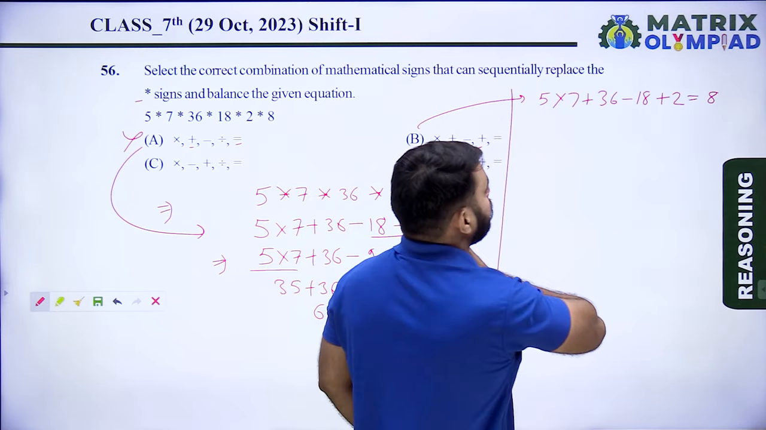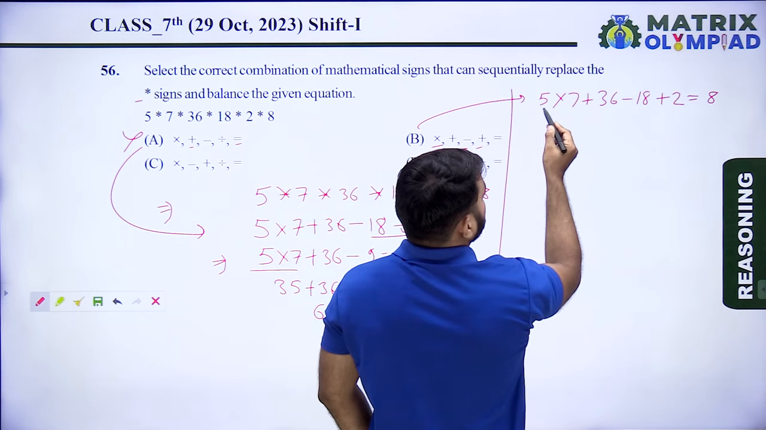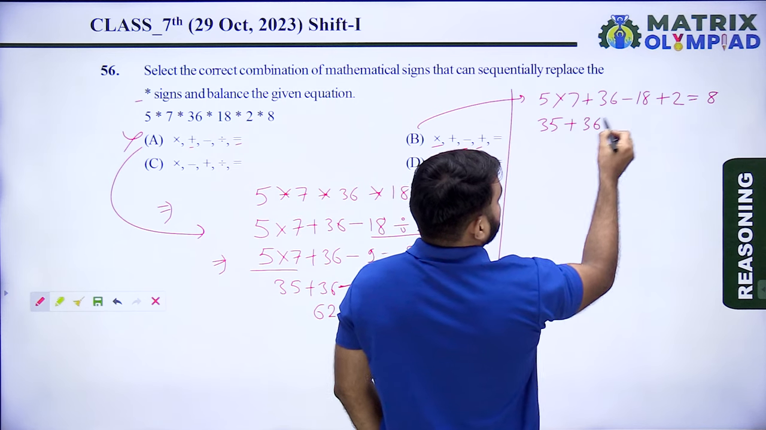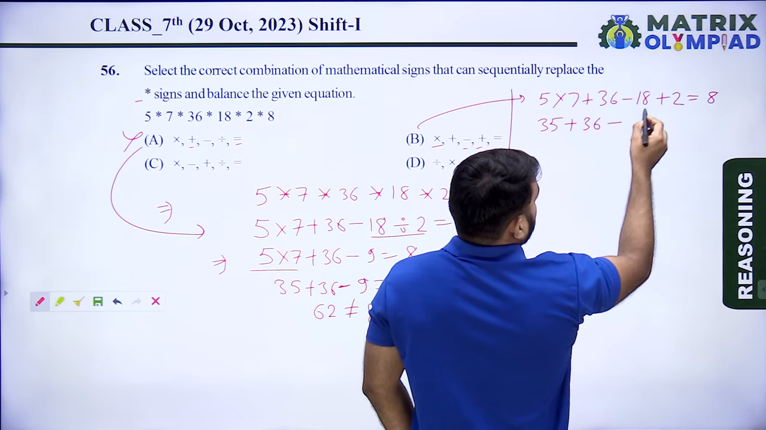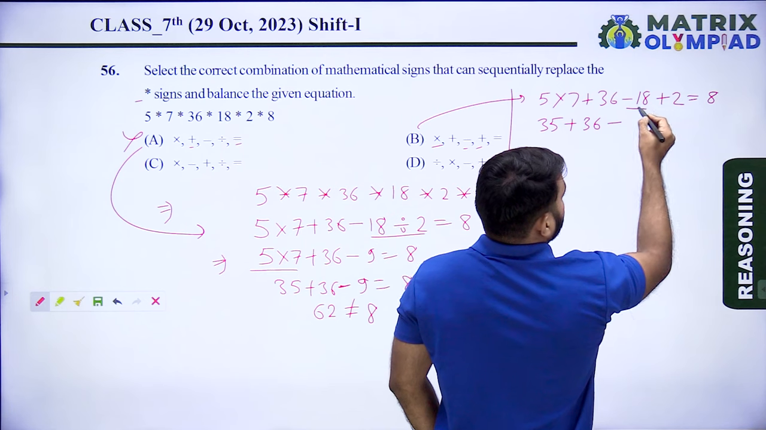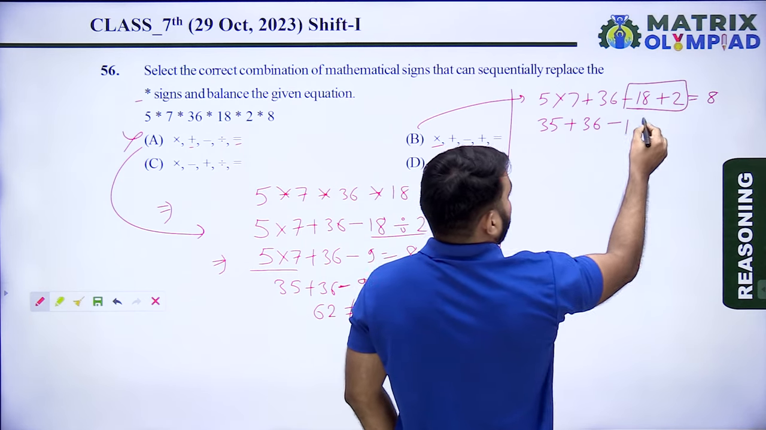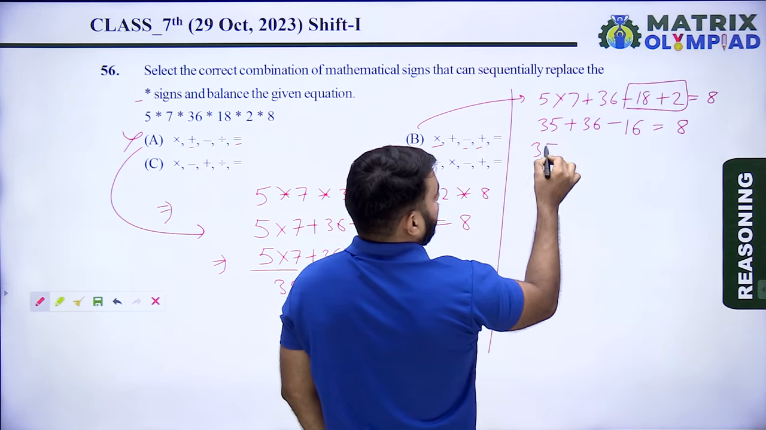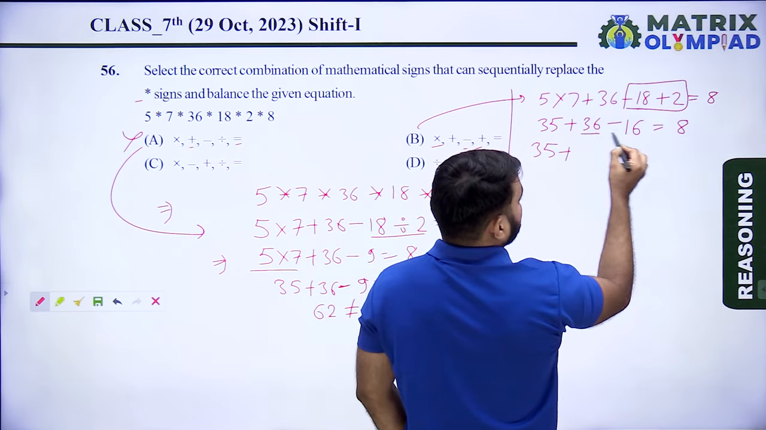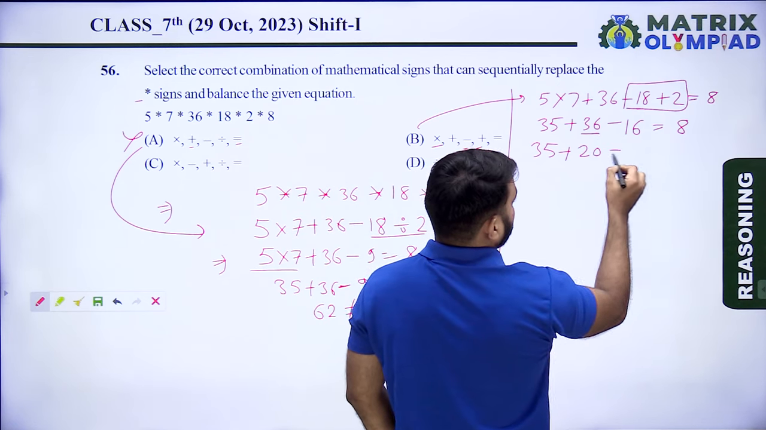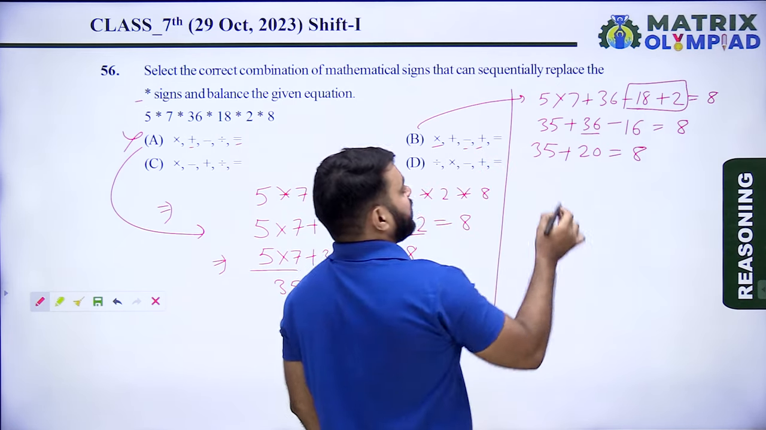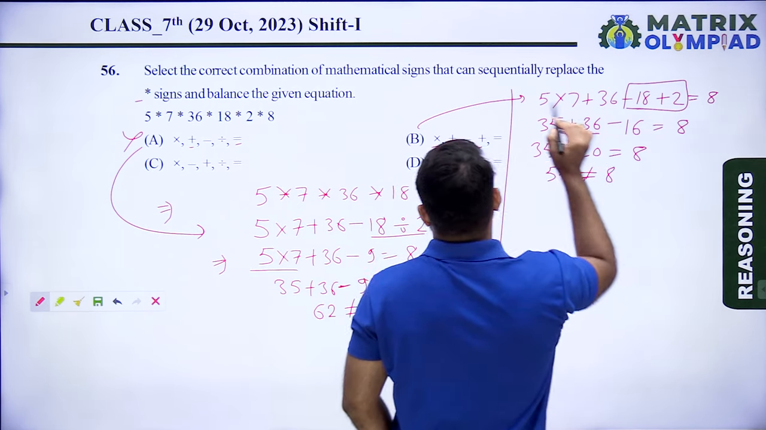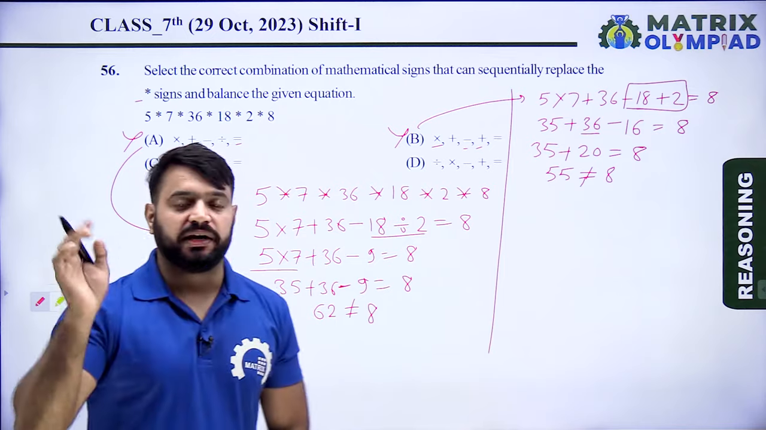So using BODMAS rule, multiply the numbers. So 5 multiply by 7, it means 35 plus 36 minus 18 plus 2. Minus 18 plus 2, it means minus 16 is equals to 8. So 36 minus 16, it means 20. 35 plus 20, it means 55 never equals to 8. So it means option B is also an incorrect option.